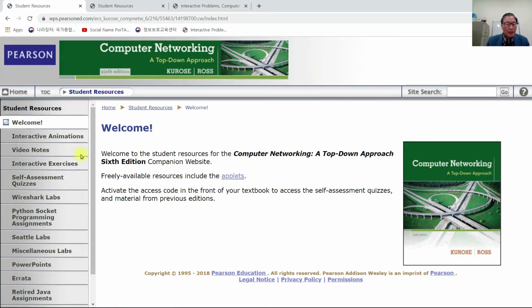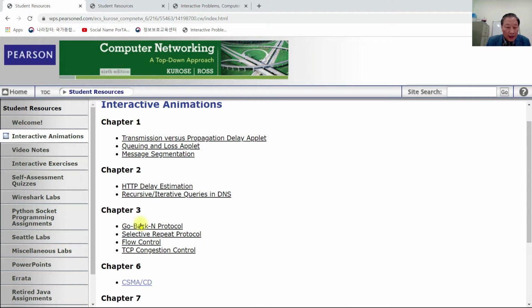Even though that is for the 6th edition, this one is useful for the 7th edition, even for the 8th edition. Here we are referring to these interactive animations as well as video notes, and I am recommending you to refer to this one. But about chapter 4 and 5, there is nothing here, so you don't need to worry about that. Just for these contents, interactive animations for chapter 6, you can refer later. And at that time, I will be back here again.